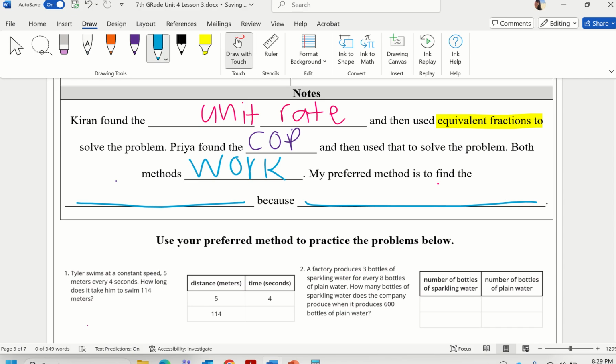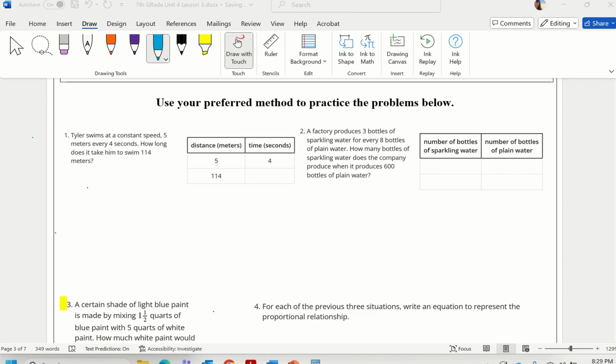Please take a few minutes to completely answer this question on your paper. Pause the video here so that you don't miss the next part while you're writing, and then hit play whenever you're ready to move on to the practice problems. All right, now we're going to use our preferred methods to practice the problems below and to complete them.